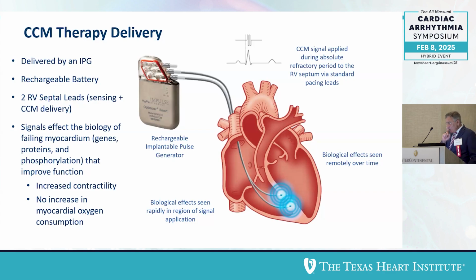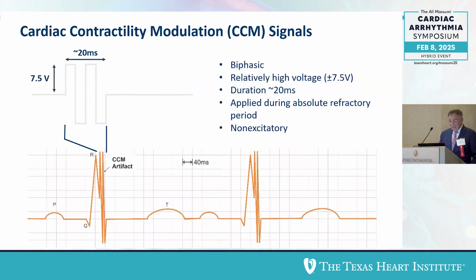When we increase contractility, it doesn't increase the oxygen consumption of the myocardium. So ischemic and this kind of, it doesn't. This is not happening. What it is, we have to do it. So it's a biphasic, as we said, 7.5 volts and 20 millisecond biphasic.